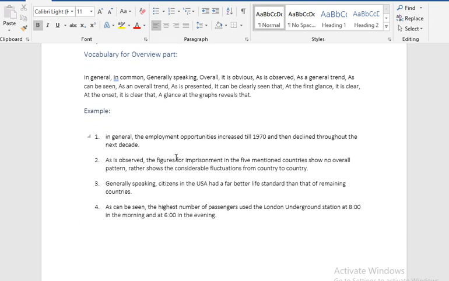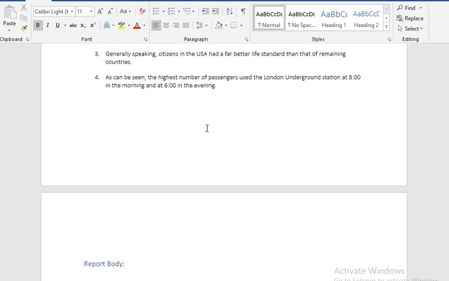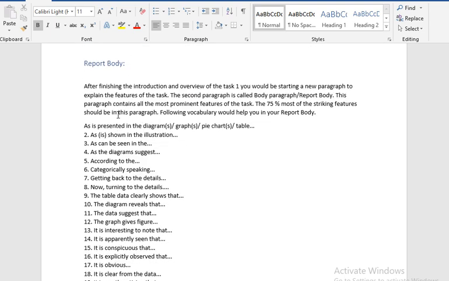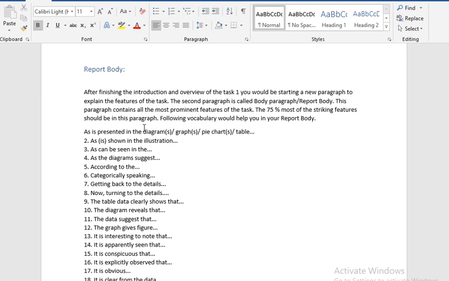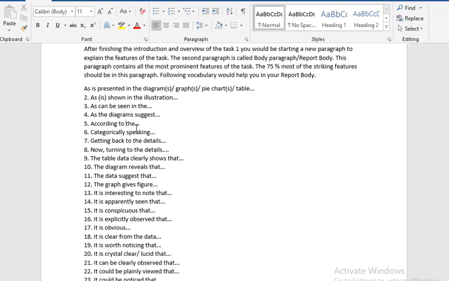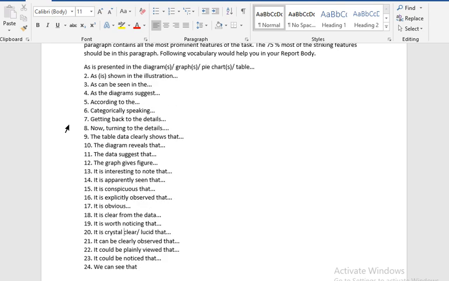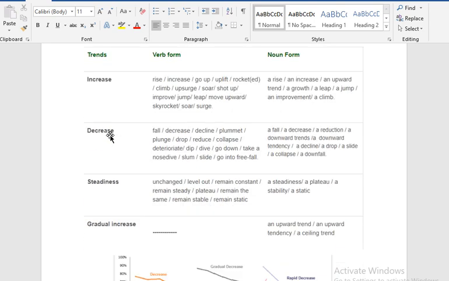Generally speaking, after finishing the introduction and overview of the task 1, you would start a new paragraph to explain the features of the task. The second paragraph is called the body paragraph or report body. In the second paragraph you can use vocabulary like according to the, the table data clearly shows that, the data suggests that, it is obvious that, it is clear that.